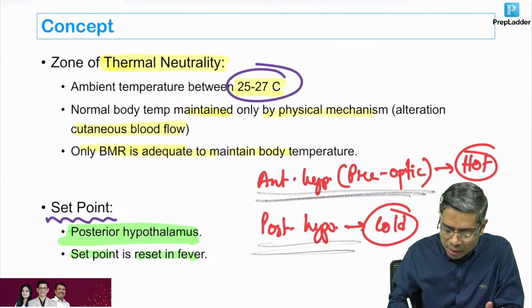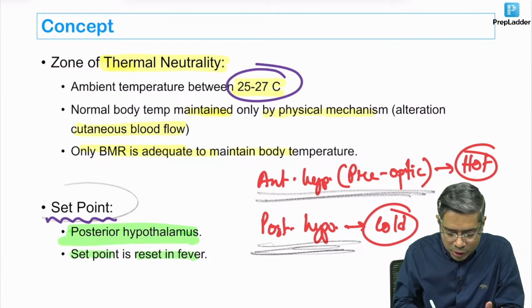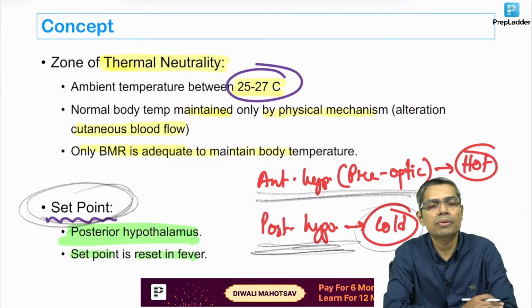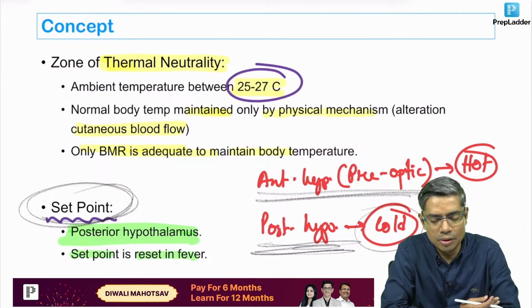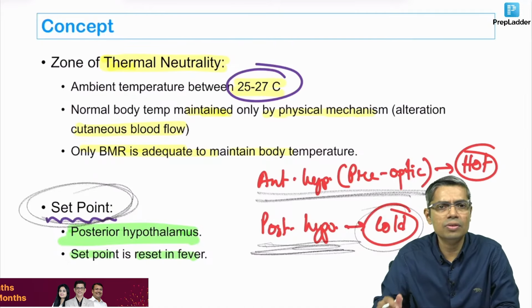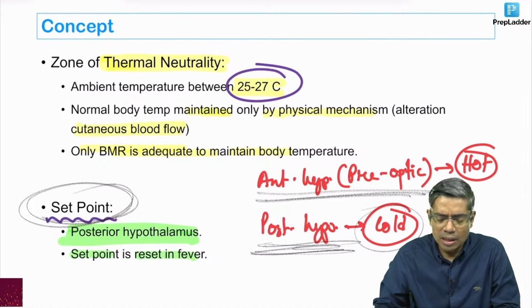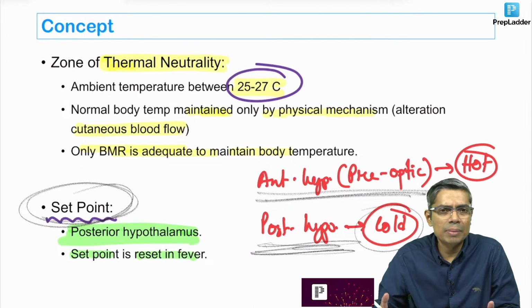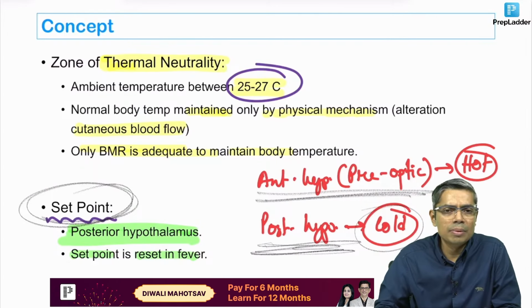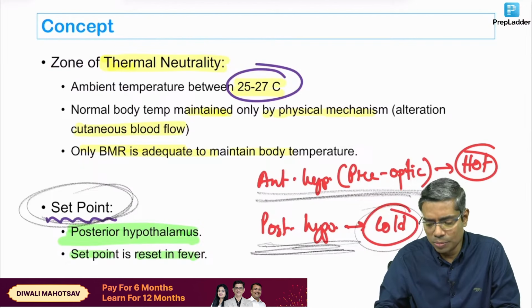And the posterior hypothalamus contains the set point of thermoregulation, as well as being responsible for response to cold environment: vasoconstriction, shivering, all these things. So this is the brief thing that you have to remember, because I have seen this topic for the last couple of years, coming again and again in your MCQ in different forms. So that's why I thought this may be additional information for a future MCQ. So please try to remember.